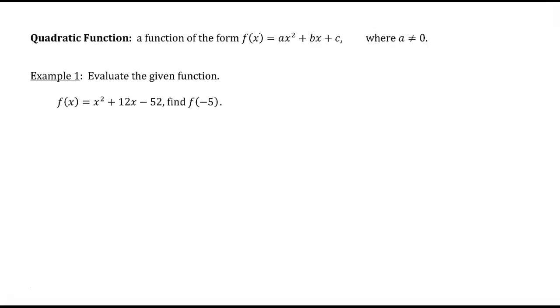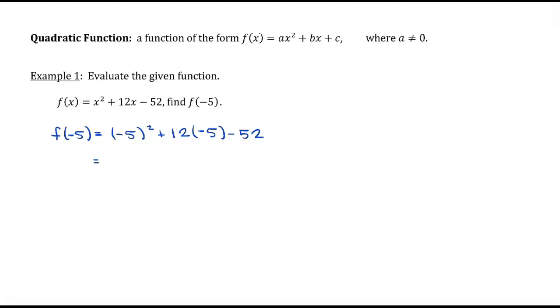We have f of x equal to x squared plus 12x minus 52, and we are asked to find f of negative 5. That is, we need to evaluate the function when x is equal to negative 5. F of negative 5 is equal to the function f of x with negative 5 substituted for x. So instead of x squared, we have negative 5 squared. Instead of plus 12x, we have plus 12 times negative 5 and minus 52.